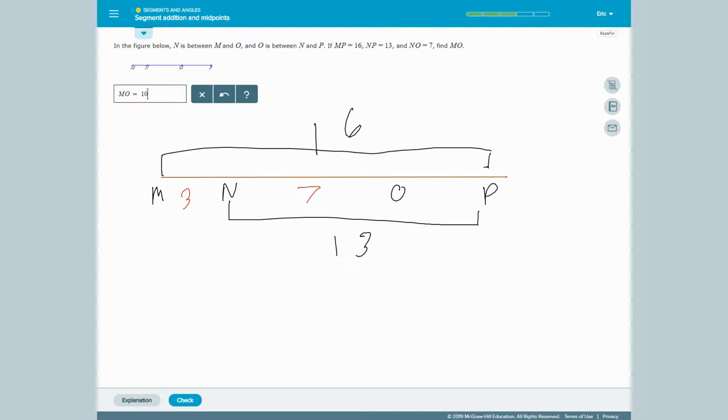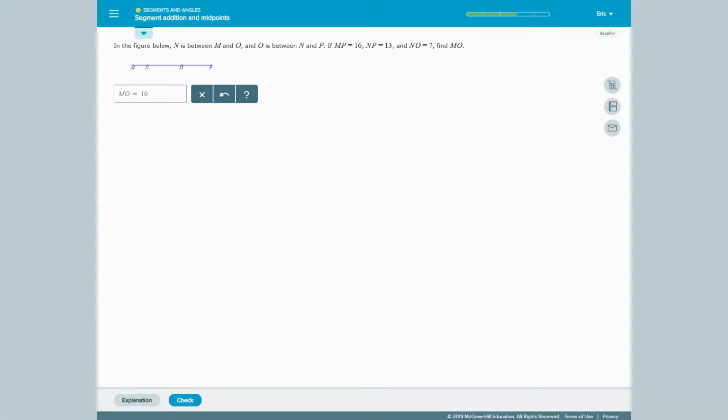Now, the only thing to really watch out for in this is that sometimes what will happen is you are given, I'm just going to make this up really quickly.